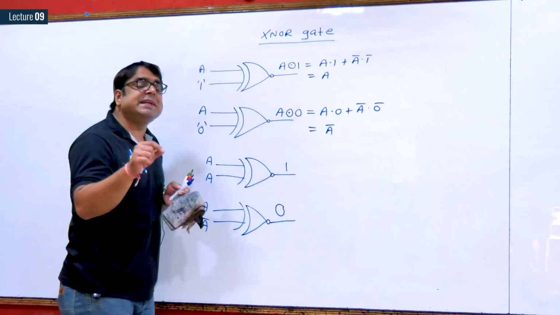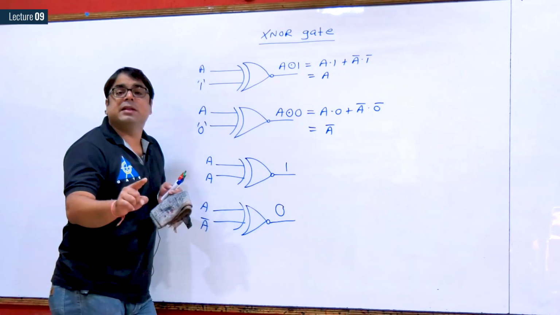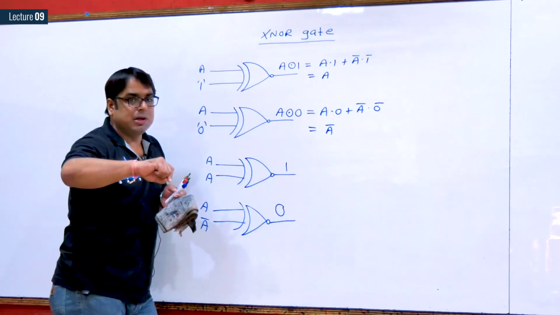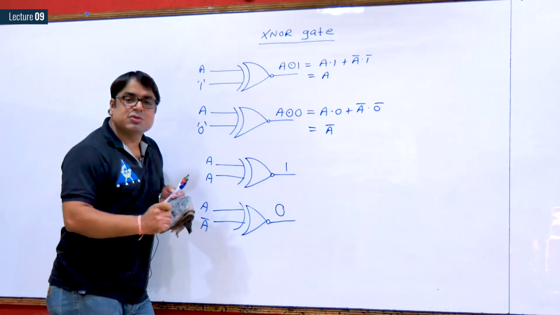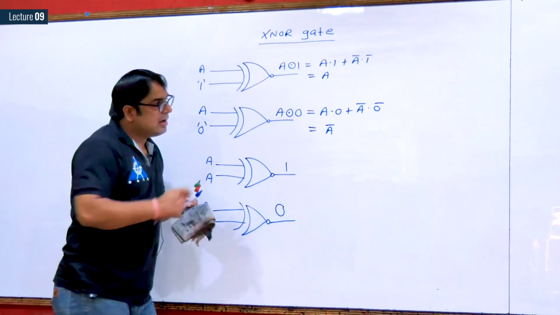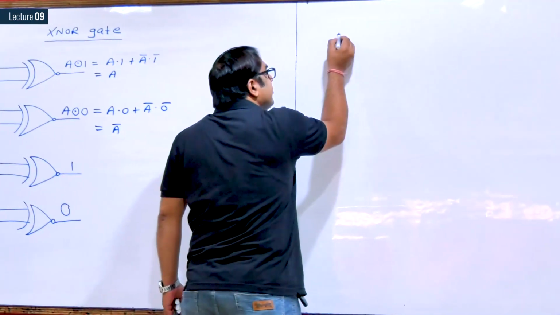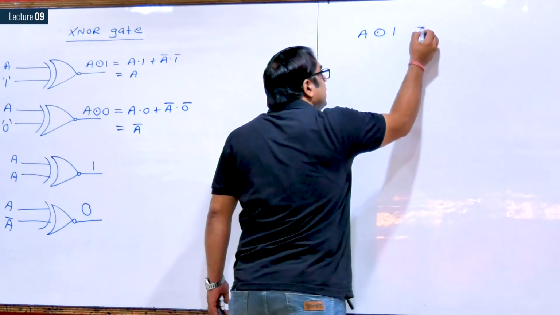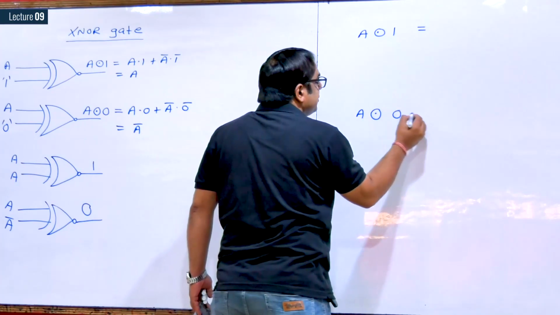Now we had a very interesting conclusion in XOR gate that you can replace output with any one of the input. Now let us see if such result is valid for XNOR gate also as well. See here, let's say we have A XNOR with 1 and we have A XNOR with 0.